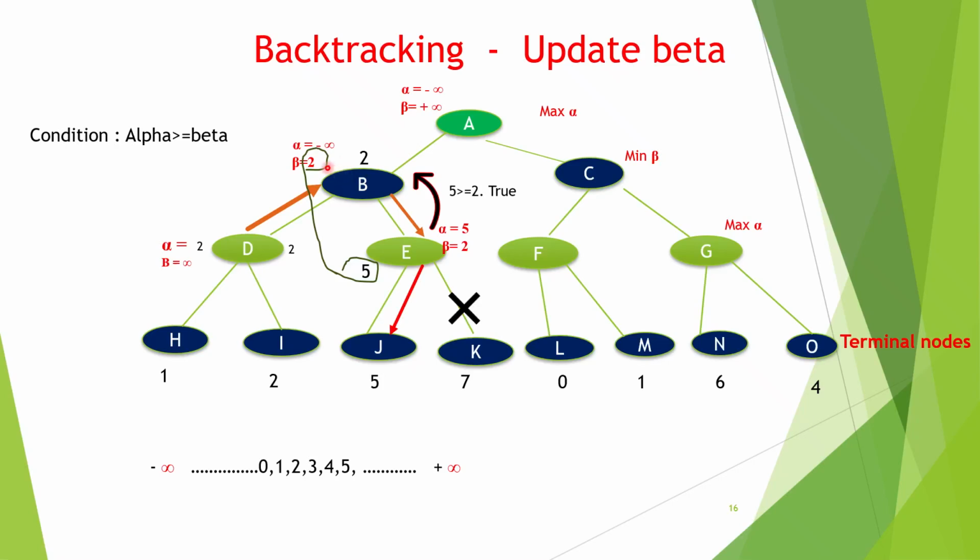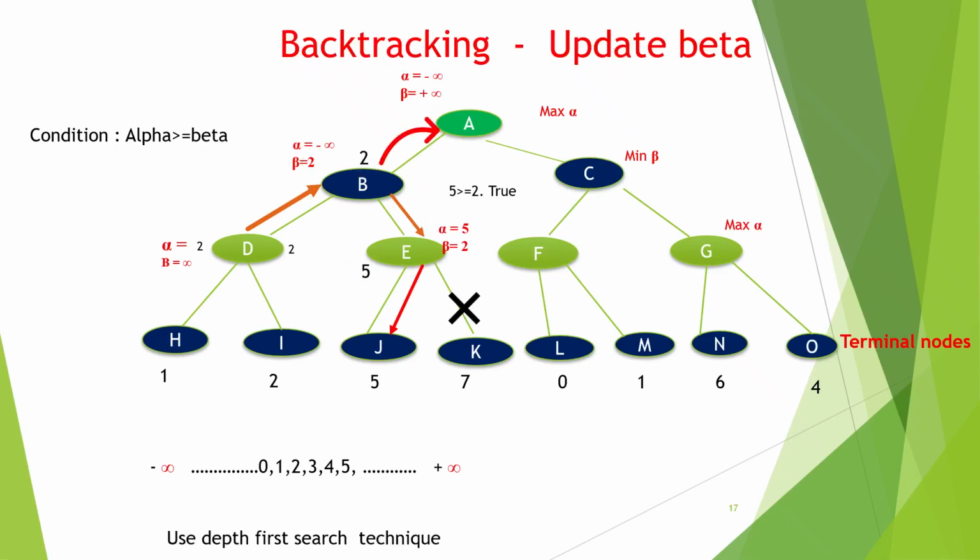Now it's the minimizer's move. Beta means minimum. Compare the beta value 2 with the node value of E, which is 5. Which one is minimum? 2 is the minimum, so leave it as it is and put 2 here. Then backtrack from B to A.